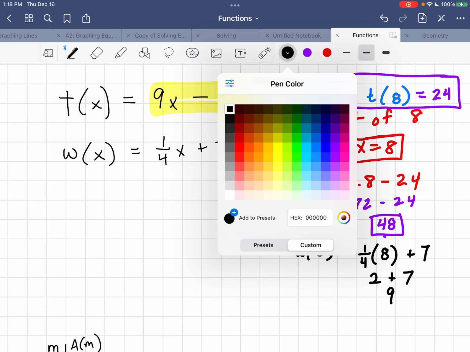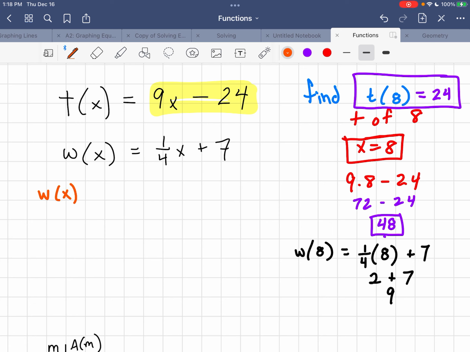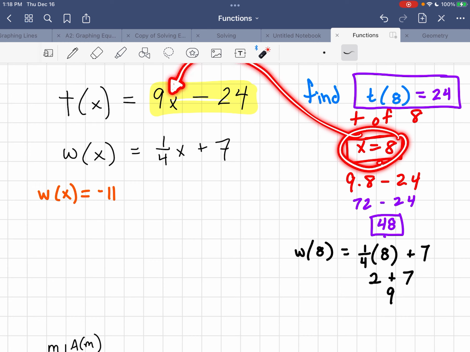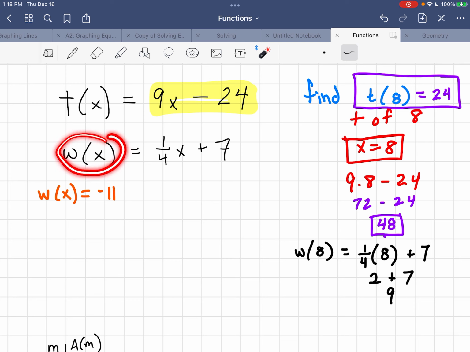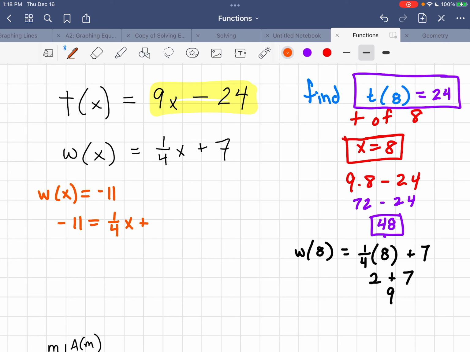But what if you're given the value of the function? In other words, the output. So what if I told you that w of x is equal to negative 11, and I want to know what x value would result in an output of negative 11. So opposite of what we did here, where we took x, or 8, and replaced it with x, we want to know what x is. So we have this value is negative 11. So I'm going to rewrite my equation as negative 11 equals 1/4 x plus 7.